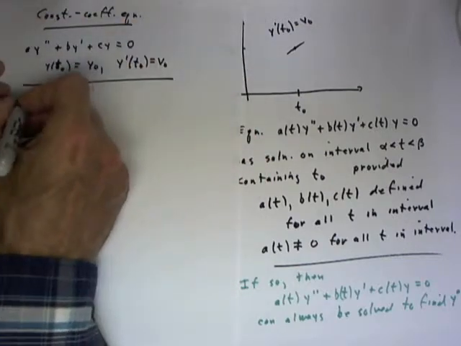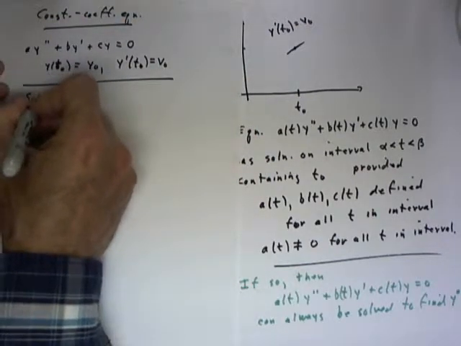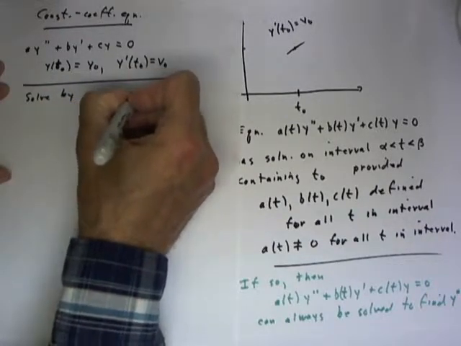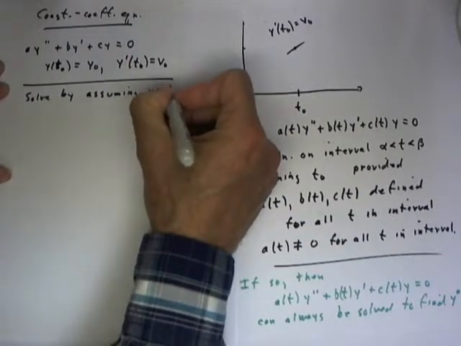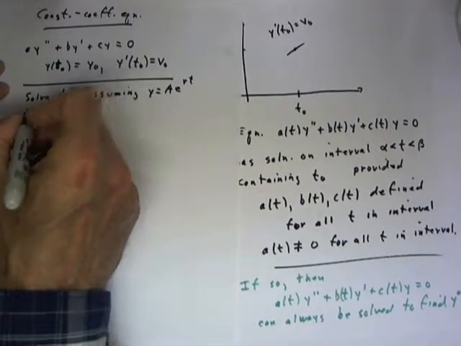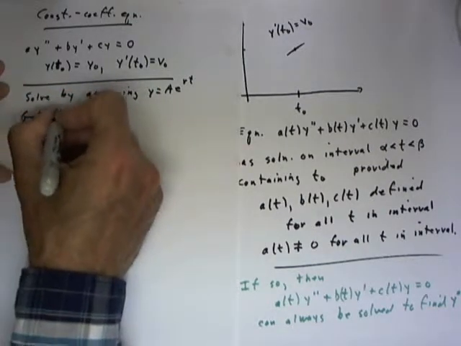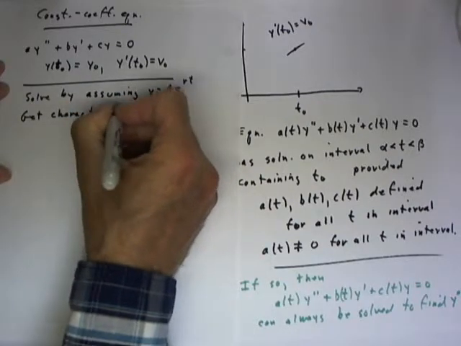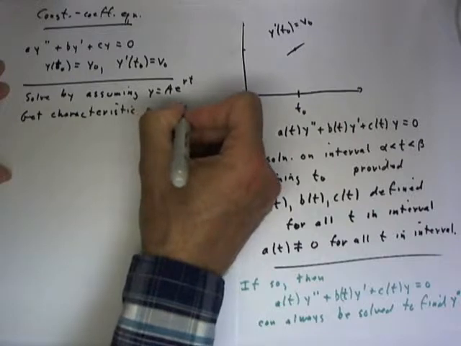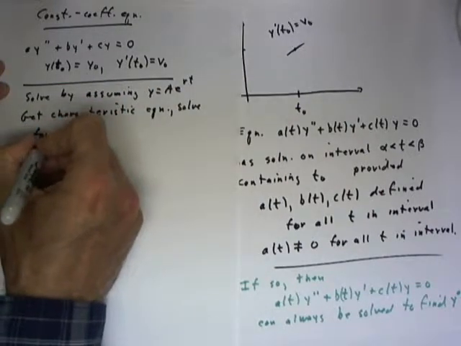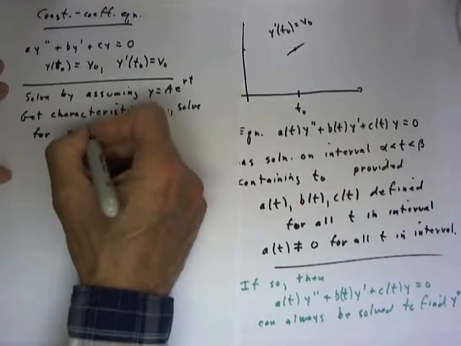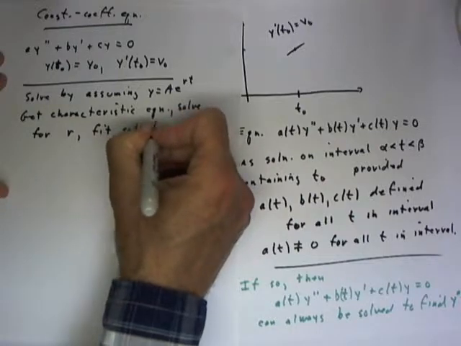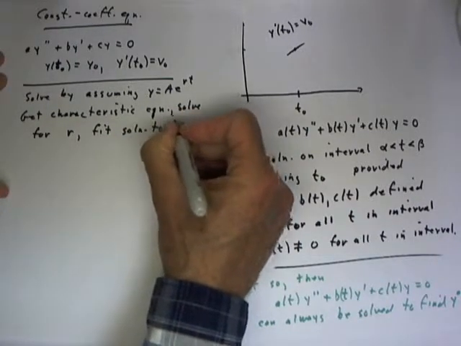And this equation, as we've seen, is solved by assuming a solution y equals a e to the rt. We get the characteristic equation. Solve it for r, and then fit the solution to the initial conditions.